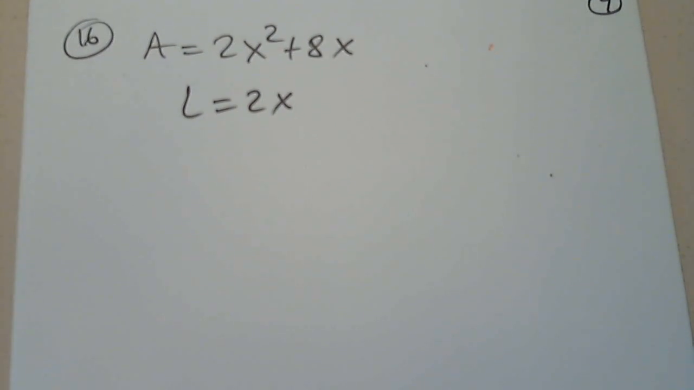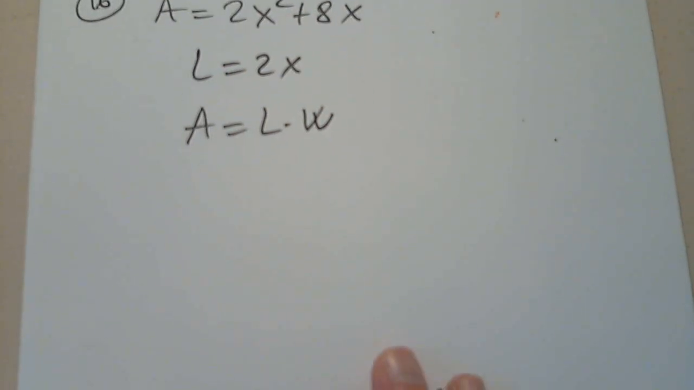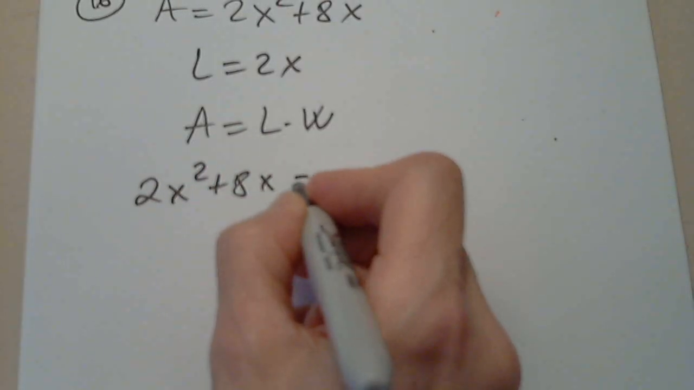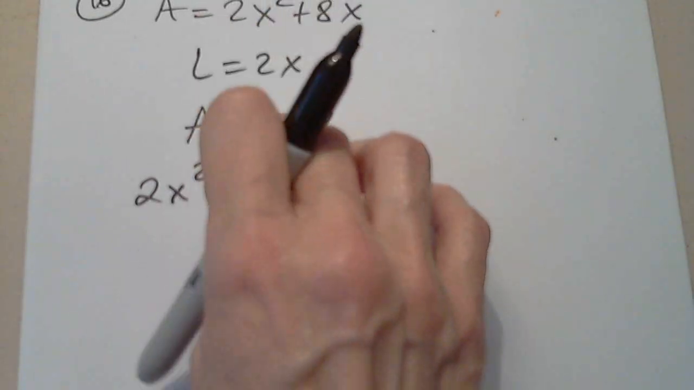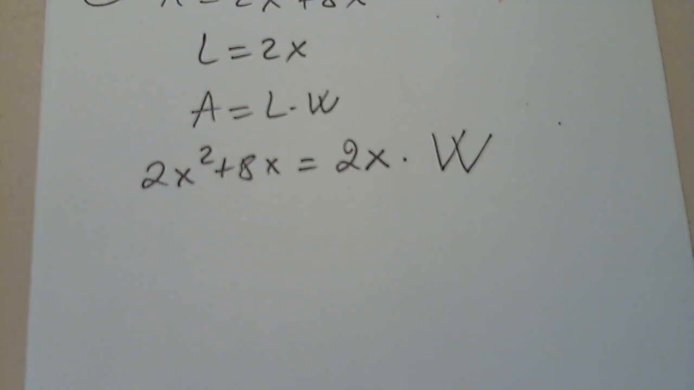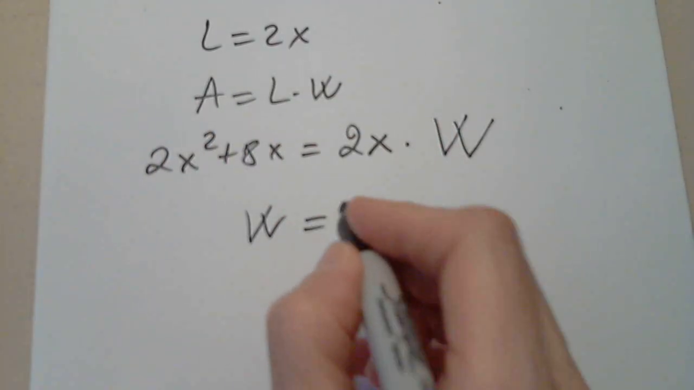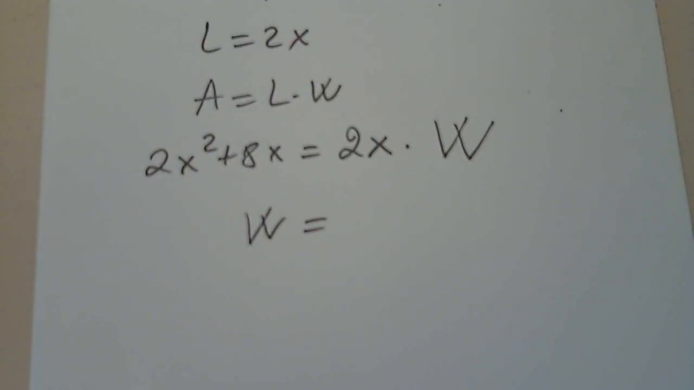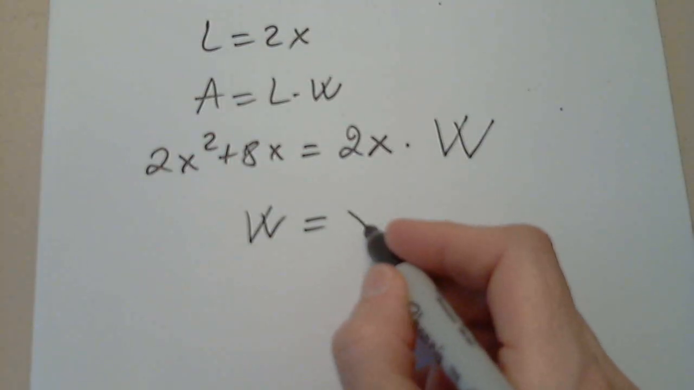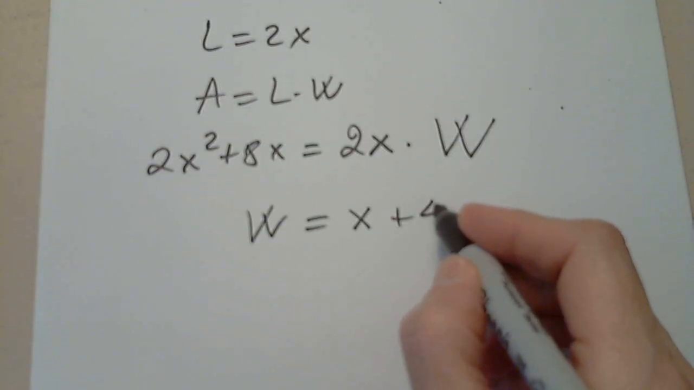Good. So we know that the area is length times width. I replace the area by 2x squared plus 8x. I replace the length by 2x, and I'm asked to find the width. What should I do to both sides of this equation to find W? Divide by 2x. Exactly. 2x squared divided by 2x is simply x. 8x divided by 2x is simply 4.